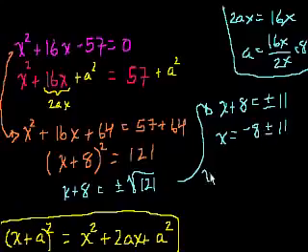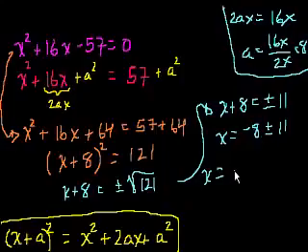And so x could equal, so minus 8 plus 11 is 3, right? Let me make sure I did that right. Right, x is equal to minus 8 plus or minus 11. Yes, that's right. So x could be equal to 3. And then if I took minus 8 minus 11, x could also equal minus 19. Right? And let's see if that makes sense.